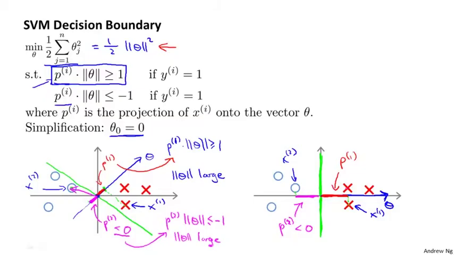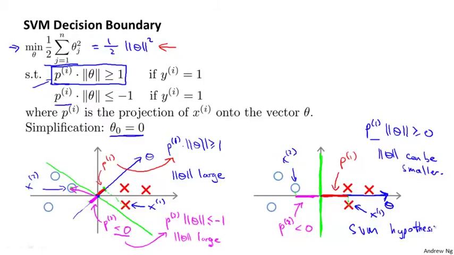And so if we still need to enforce these constraints that p1 times the norm of theta is greater than or equal to 1, because p1 is so much bigger now, the norm of theta can be smaller. And so what this means is that by choosing the decision boundary shown on the right instead of on the left, the SVM can make the norm of the parameters theta much smaller. If it can make the norm of theta smaller, and therefore the squared norm of theta smaller, that is why the SVM will choose this hypothesis on the right instead. And this is how the SVM gives rise to this large margin classification effect.